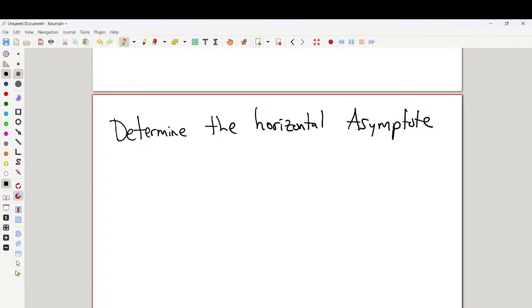But we've seen asymptotes in this class, vertical and horizontal. Rational functions may have a horizontal asymptote, they might not. 3 cases to know.